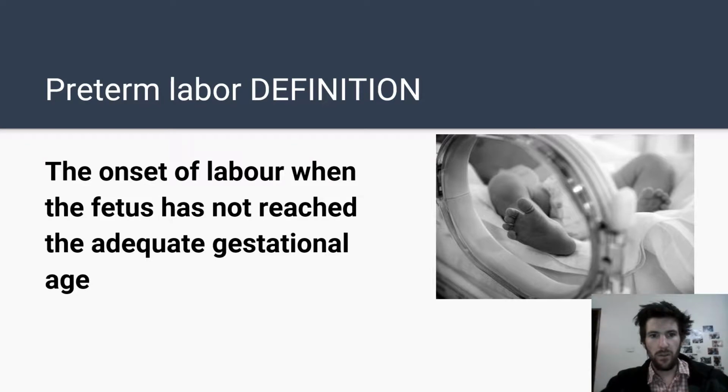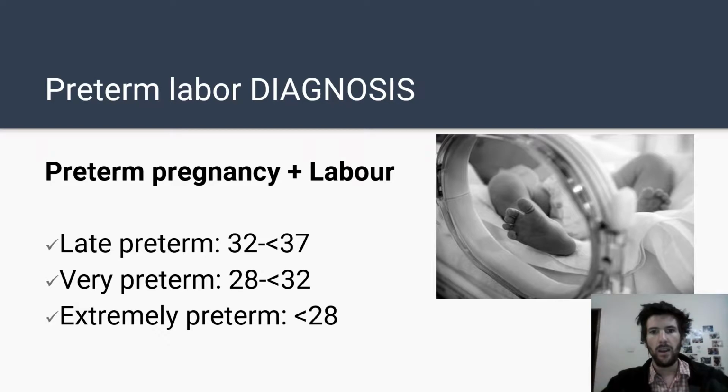So the definition of a preterm labor is very easy. It's the onset of labor when the fetus has not reached the adequate gestational age. So it's when the labor starts before the normal and the baby is not prepared to live outside the uterus. How can we diagnose this? It's also very easy. We need to have a preterm pregnancy, so a pregnancy before 37 weeks, and labor symptoms and physical examination compatible with labor. We are going to talk a little about that.